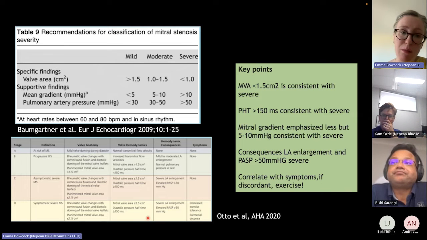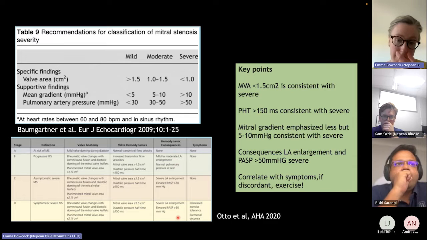So it's still, of course, important to measure it and get an idea, and trend as well, but not hanging your hat solely on the mean gradient. And they say in these guidelines that you don't have to have it only above 10. A gradient of 5 to 10 could be consistent with severe. And of course, if you've got someone with a low cardiac output, they might not be able to mount that high a gradient. And of course, then the hemodynamic consequences that we look for.